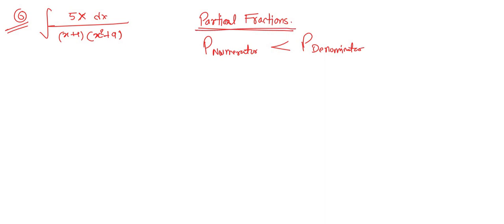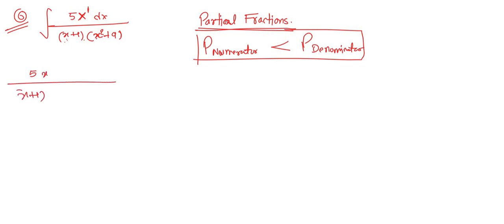Okay, if the numerator power is more, then first we divide and then go ahead and do it. We'll see it in coming questions. Here, because the numerator power is 1, you can see the power of x is 1, and the denominator power is x into x square, which is x cube, so that is more. So let me use partial fractions.